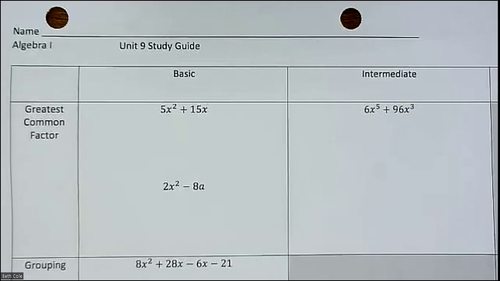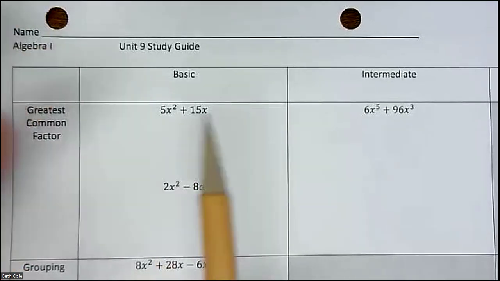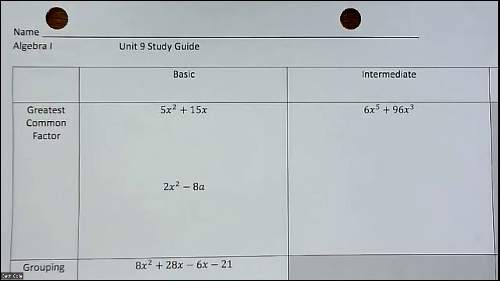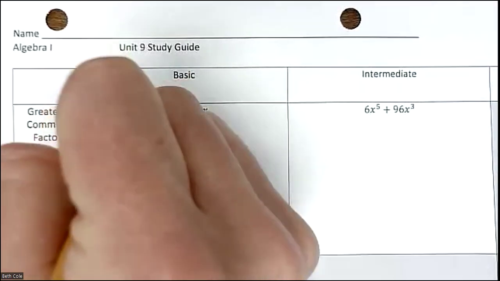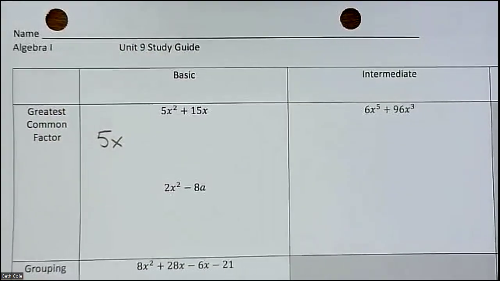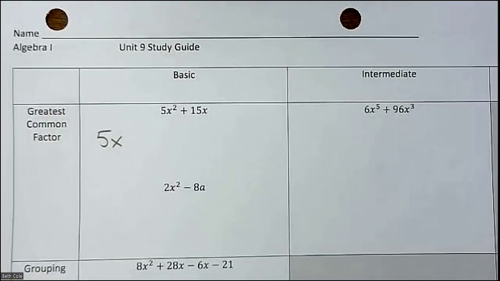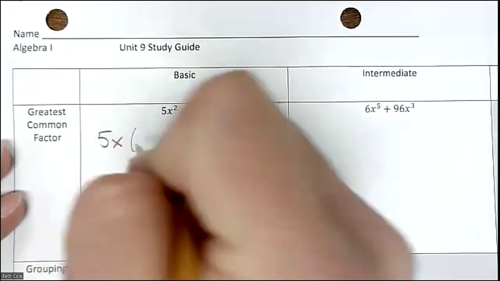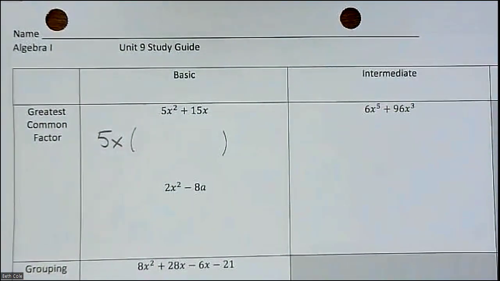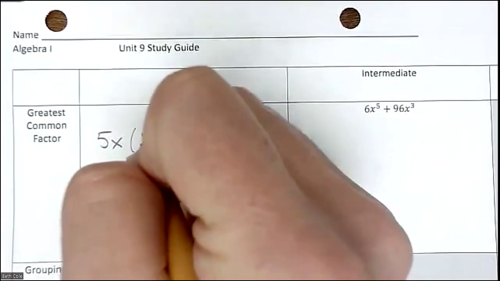So the first type of factoring we did is greatest common factor. What do these share in common? And what I mean is, what do they both have? Good, and x. So you're going to put 5x, put parentheses, and then what do you get when you divide by 5x? X. Good.